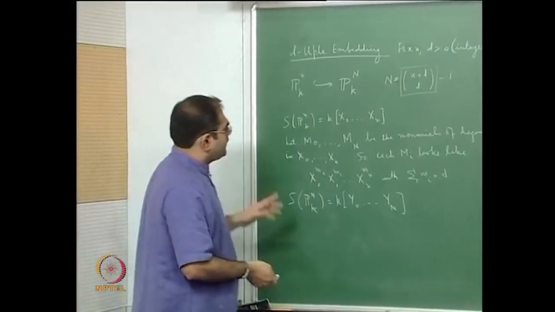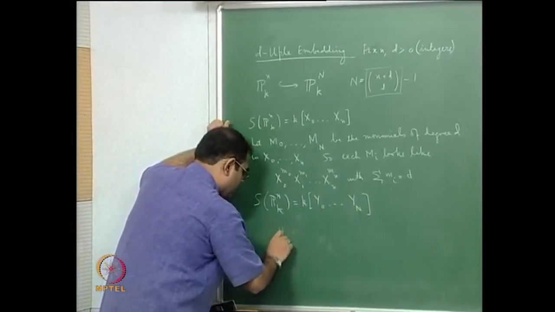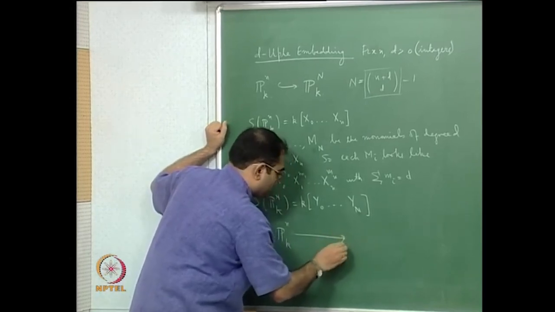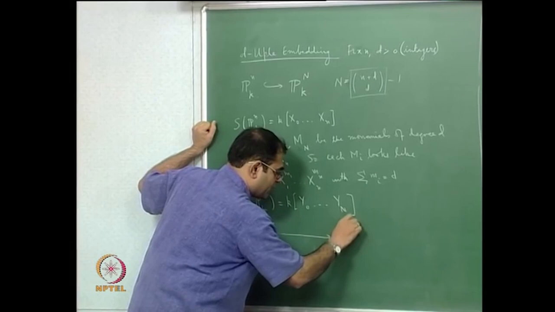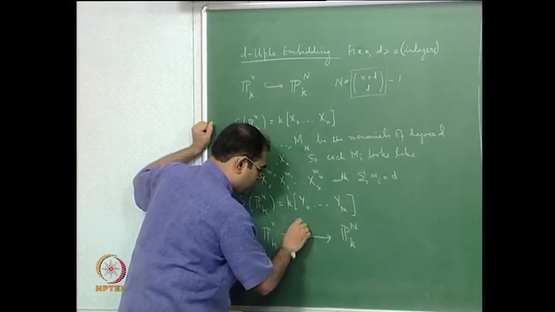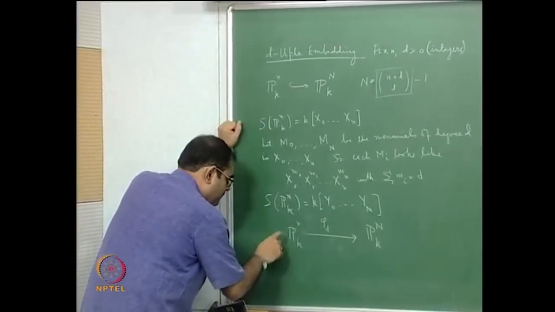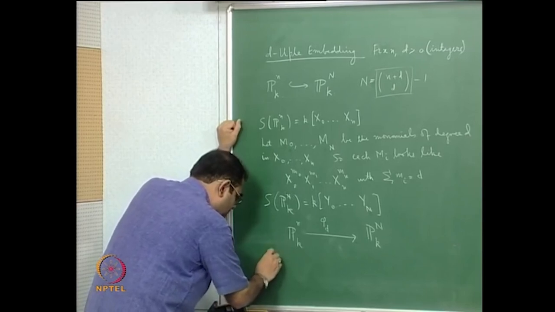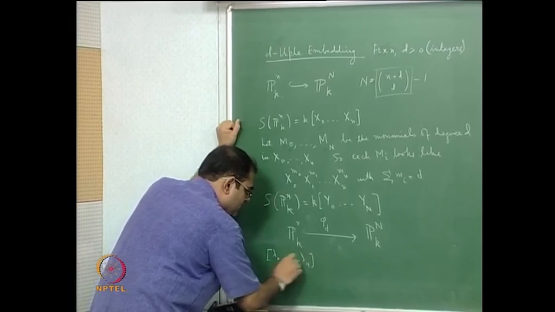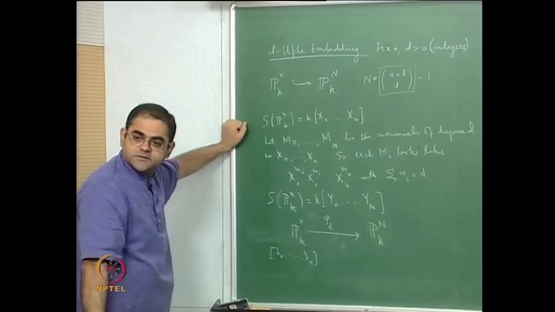Now what we are going to do is define a very nice map. This is a monomial embedding from P^n, small n, to P^N, capital N. Let's use the symbol phi sub d. And what we are going to do is the following. Any point here is of the form lambda naught etc. lambda n. These are the homogeneous coordinates of a point in projective space.